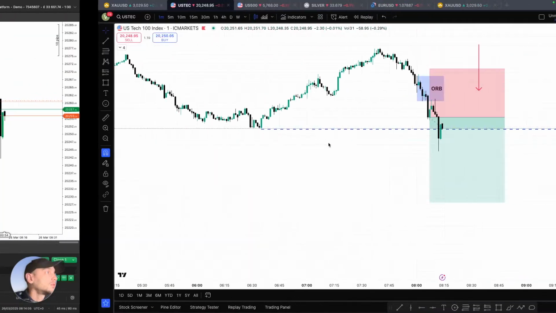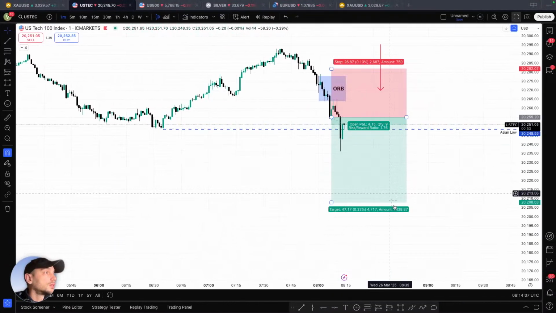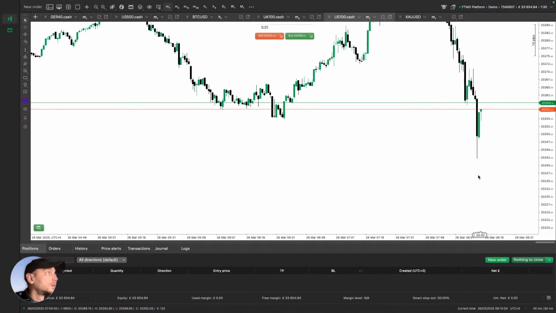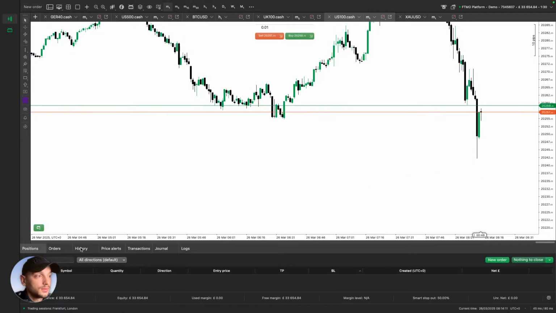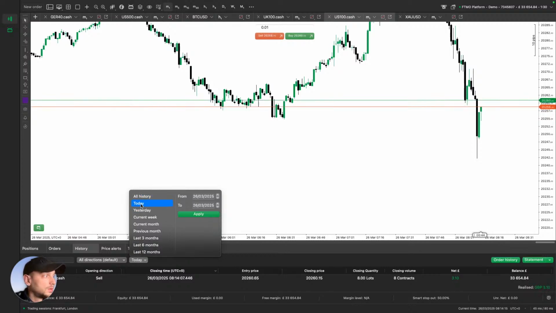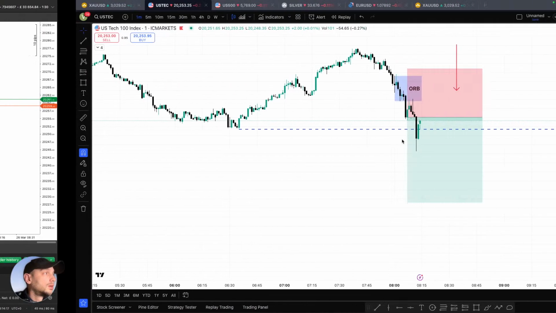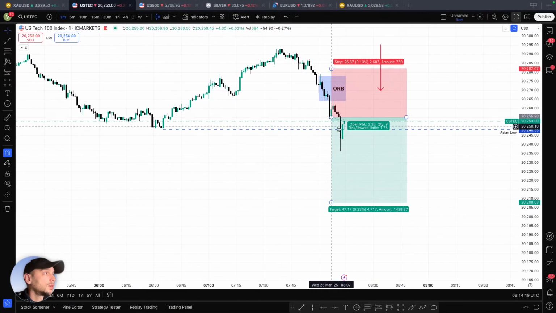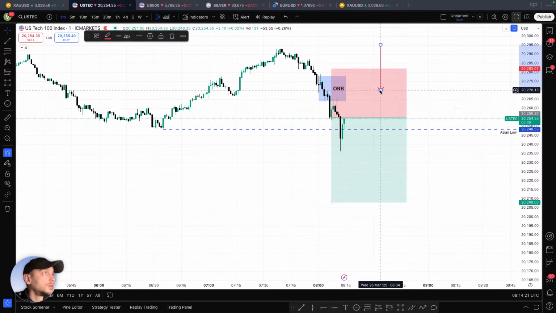You can see here how it retests this area. Oh, it took us out. Yes. Well, I'm gonna leave it just like this so we can know.